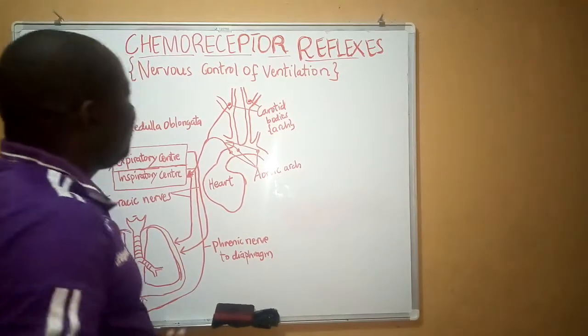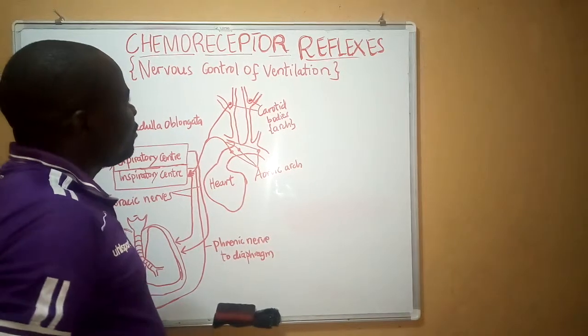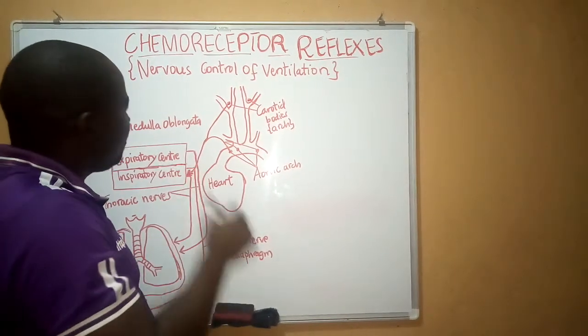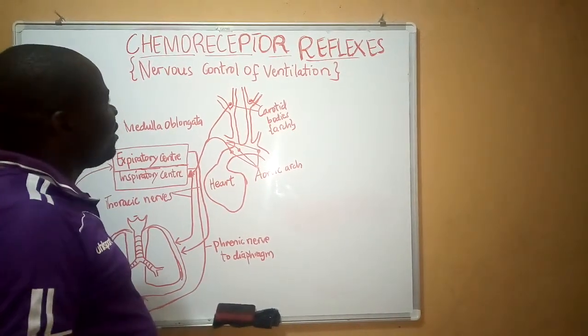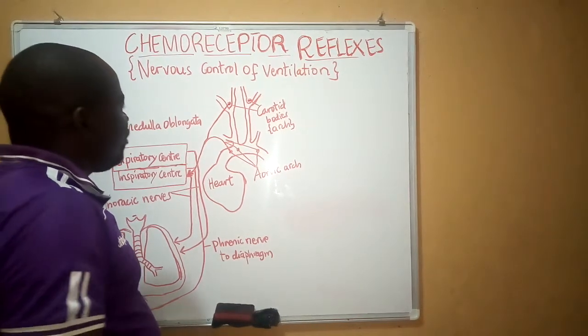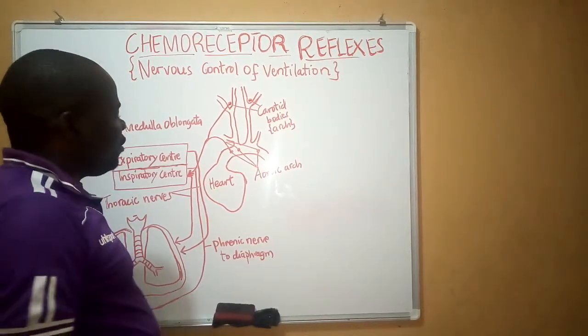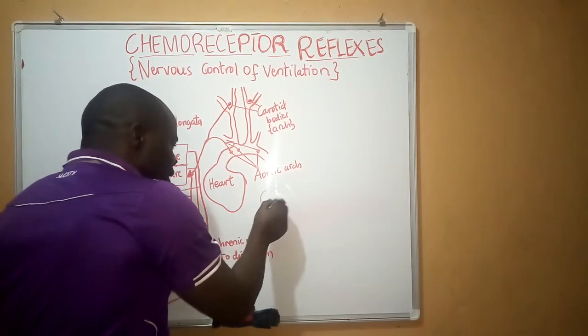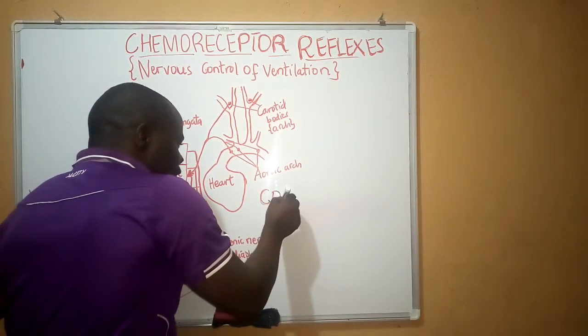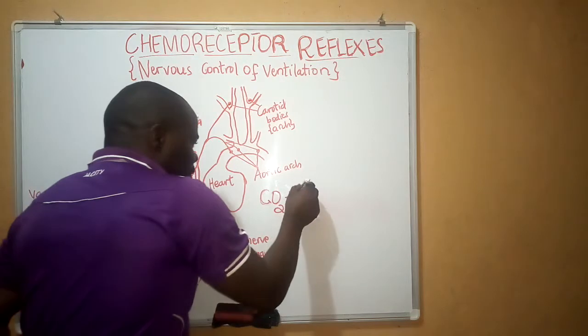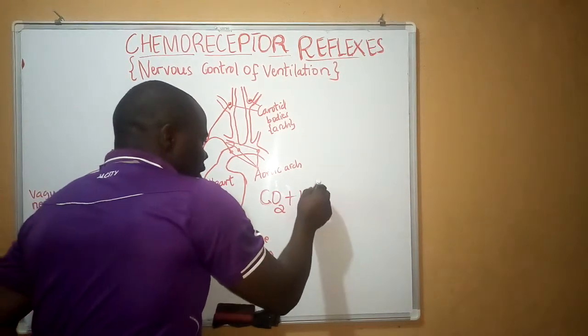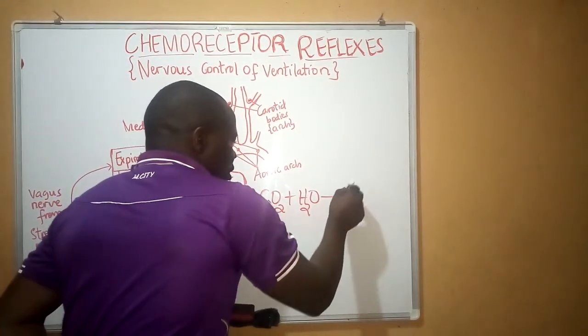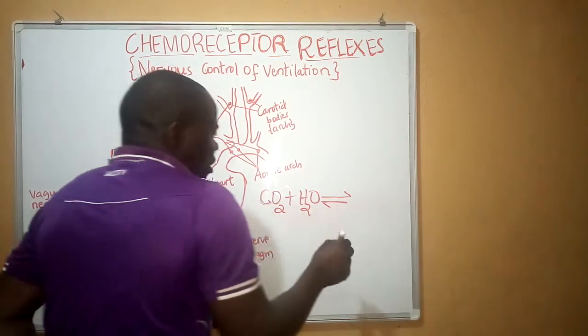Hello, today we are going to discuss chemoreceptor reflexes, or nervous control of ventilation. This is a condition that occurs when there is a high concentration of carbon dioxide within our body. When there is a high concentration of carbon dioxide within our blood, the condition is known as hypercapnia.